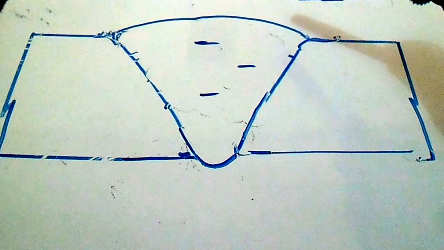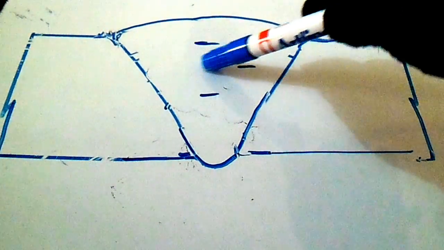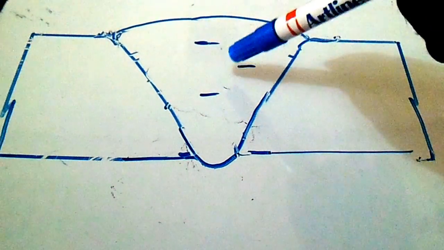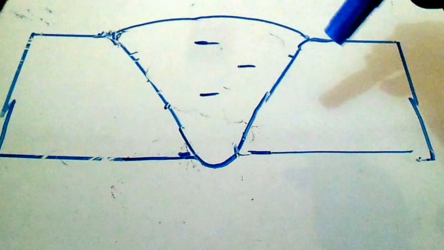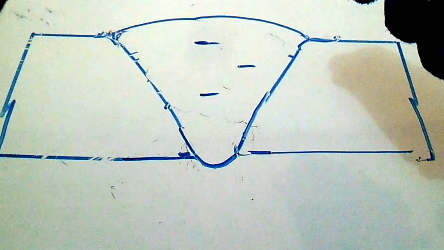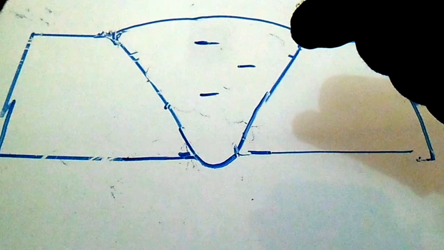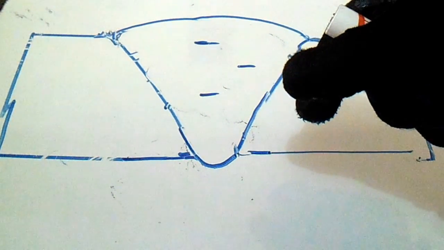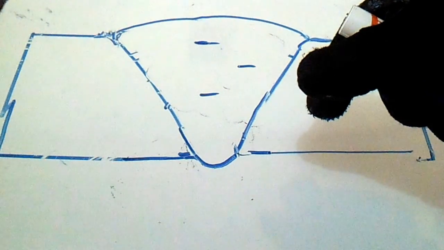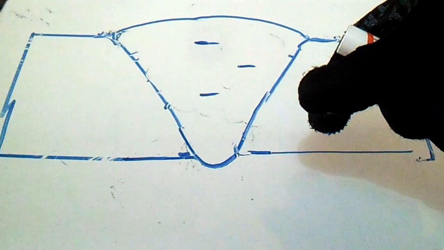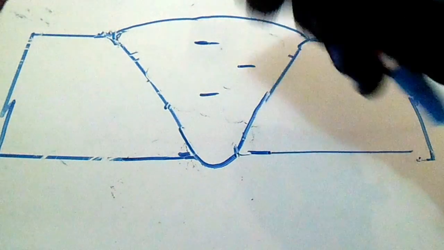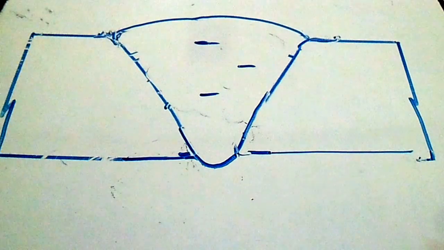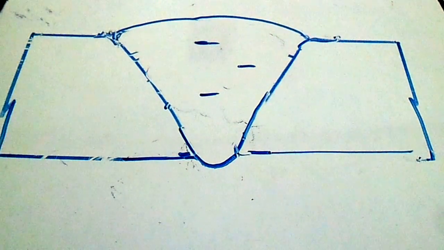Okay, next defect. So next defect is tungsten inclusion. Okay, this is a tungsten inclusion. The reason is the welding bead during GTAW. Okay, during GTAW. GTAW is gas tungsten arc welding. So there is mixing of tungsten from the tungsten electrode into the weldment. So this is also a weld defect.